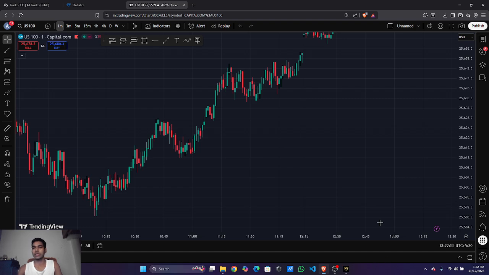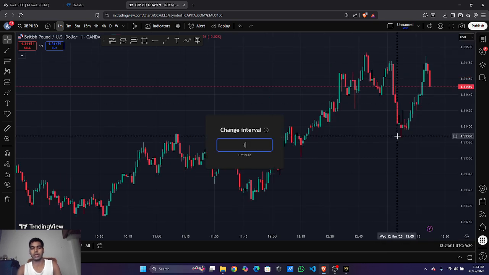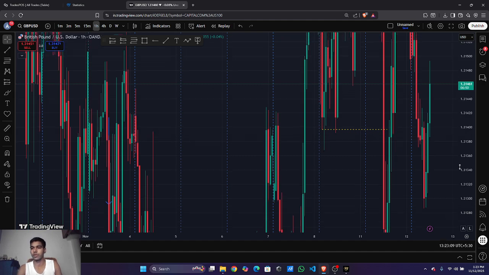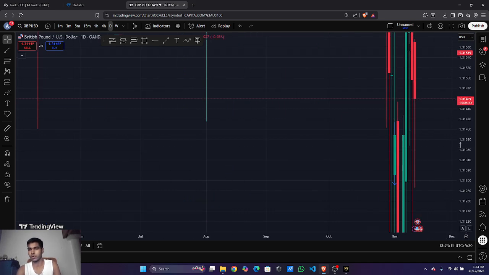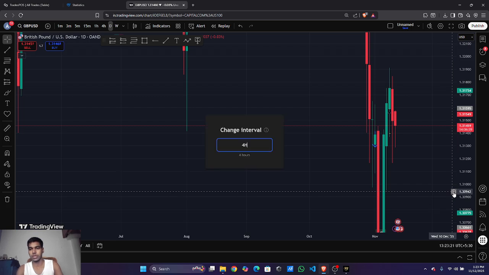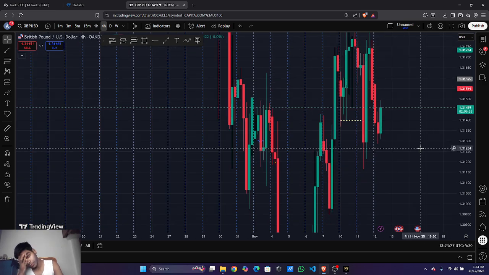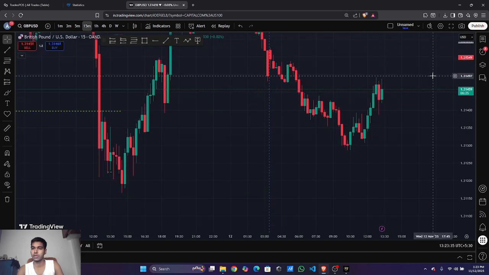Let's start with the analysis. A little bit late today. Let's see. So, GBP. Daily, nothing much over here. 4 hour is negative. It's in a fair value gap. 1 hour also negative. 1 hour order block. Okay.